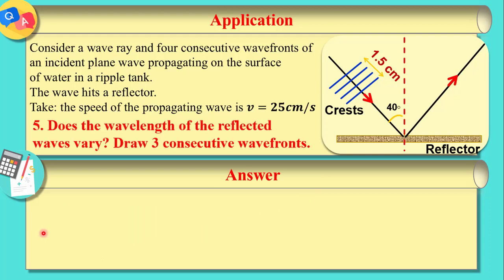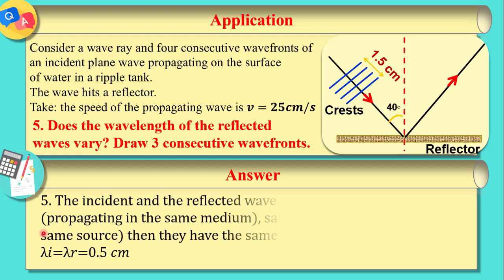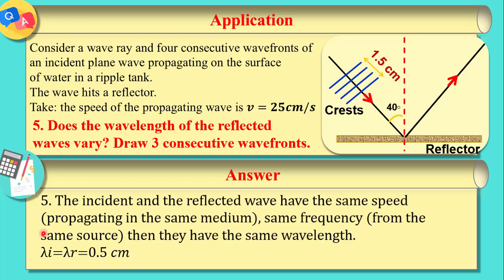Does the wavelength of the reflected wave vary? Draw 3 consecutive wavefronts. To know whether the wavelength varies or not, we start by comparing the speed and the frequency of both the reflected and the incident wave. Both the incident and the reflected wave have the same speed since they are propagating in the same medium. Both of them have the same frequency since they are generated from the same source.